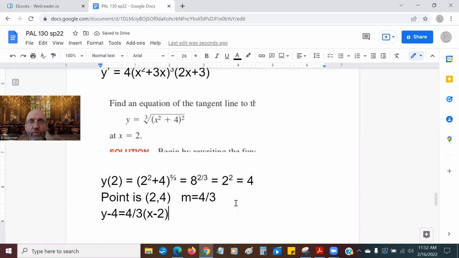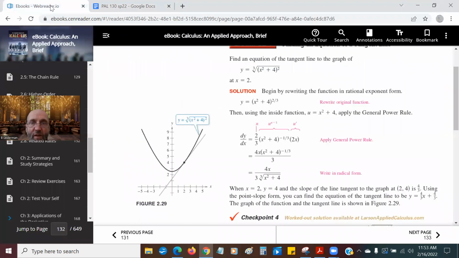You're done. You don't really have to simplify this. If you want to simplify it, you can. You distribute the 4/3 into the parentheses and bring the minus 4 over to the other side. But you could leave it like this, and you're okay. If you do simplify it, then you're going to get what it says here: 4/3 x plus 4/3 after all the dust settles. But that's up to you if you want to simplify or not.